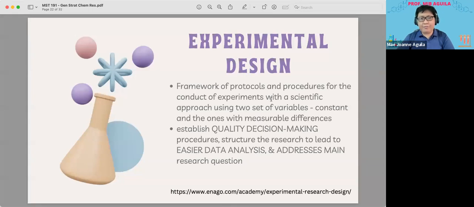And this is in particular important in quantitative type of research because usually in here, the scientific approach is using two sets of variables. One set of variables will be taken as the constant, and the other set of variables will be the one that has differences, okay? And these differences are measurable. So experimental design is important in establishing a quality decision-making procedure, in structuring the research, leading to easier data analysis, and basically to address the main research questions.